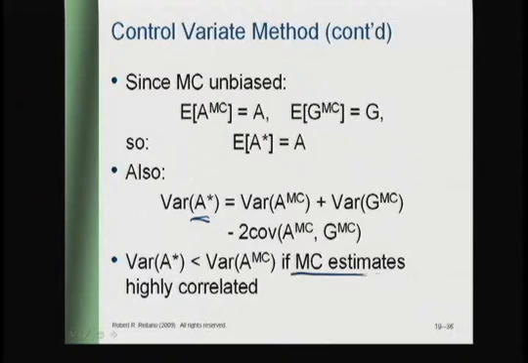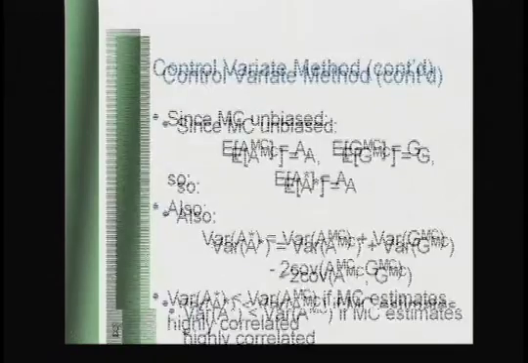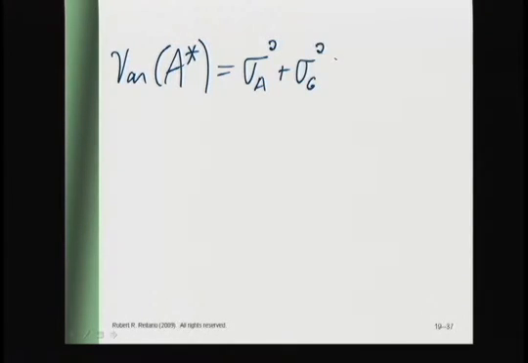So if the Monte Carlo estimates are highly correlated, the A star will have a smaller variance than the Monte Carlo estimate. And let's see why that is true. If I just rewrite this formula in a more common notation, I could say that the variance of A star is equal to sigma A squared plus sigma G squared minus 2 correlation of AG sigma A sigma G. So now I'm just eliminating the MC superscripts for simplicity, but this is the variance of A, the variance of the G estimate, and then I've rewritten the covariance between the A and the G estimates as the correlation in those estimates times their standard deviations.